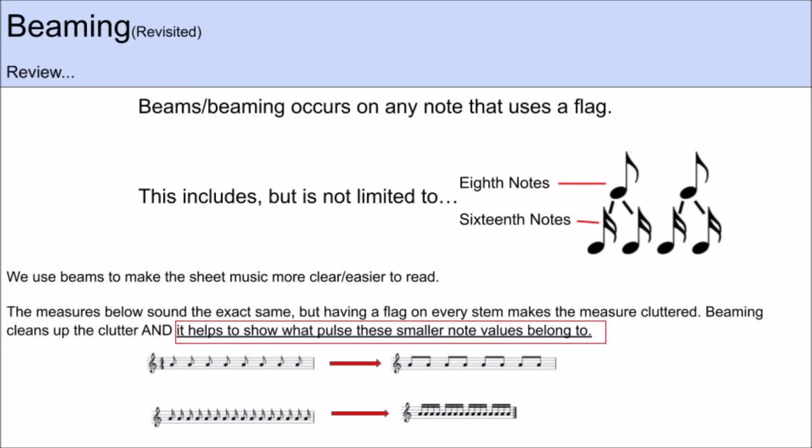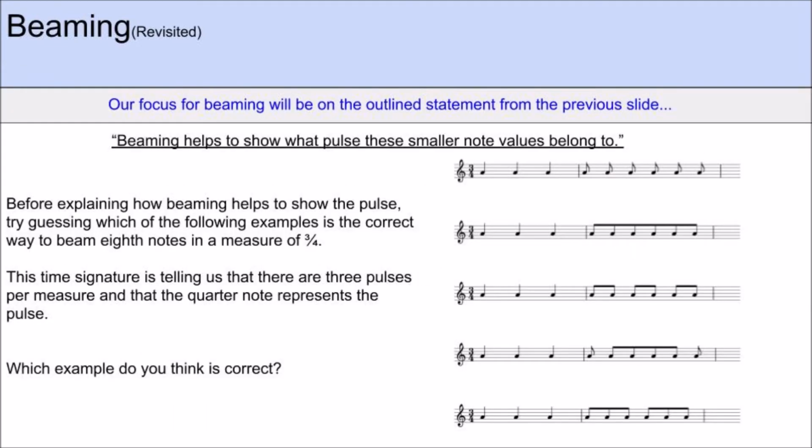There's a statement in this slide. It was in the previous lecture that had this slide, but I've outlined it in red because of how important it is going to be for us today. The slide says, it helps to show what pulse these smaller note values belong to. We're going to explore this statement. So, beaming helps to show what pulse these smaller note values belong to.